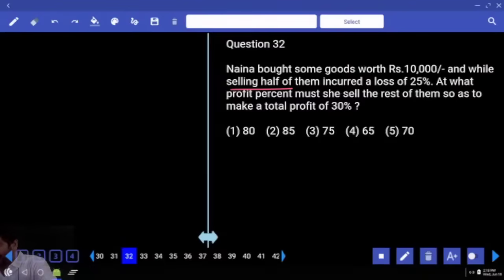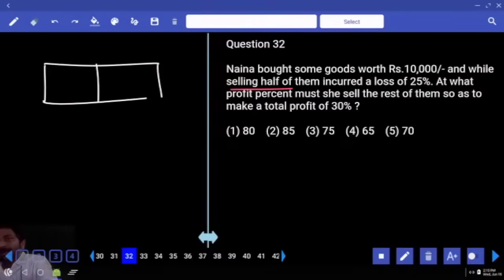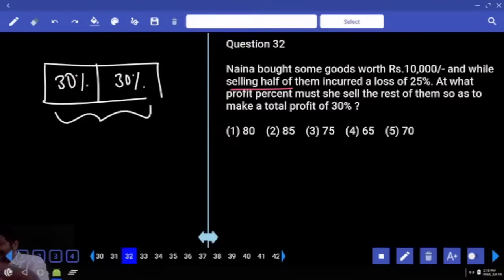You don't have to write anything actually, if you can visualize something. Half is sold. Make it 2 parts. Overall what is expected? On the first half if you get 30%, on the second half if you get 30%, overall it is a total of 60%. Same concept. First half 30%, second half 30%, total 30%. Clear? If you can visualize this, it is done.